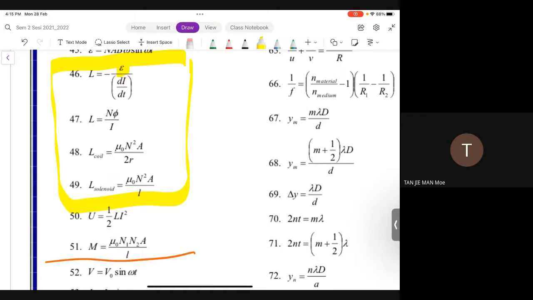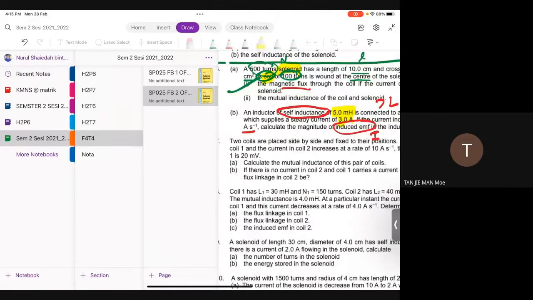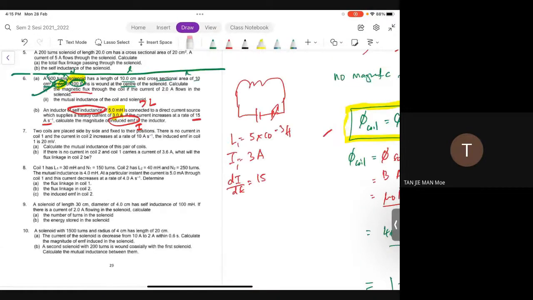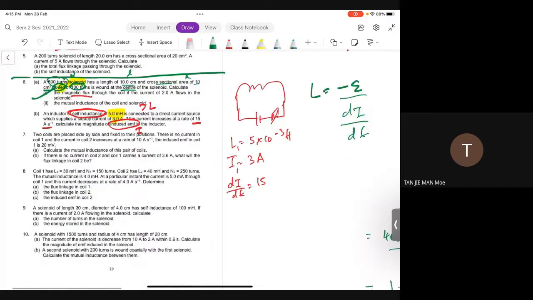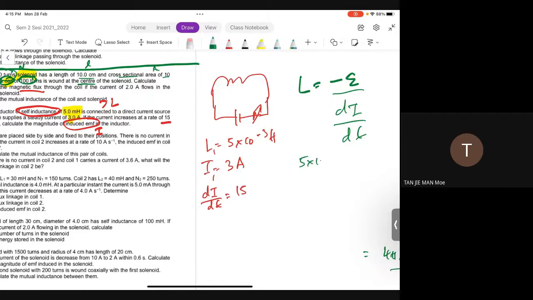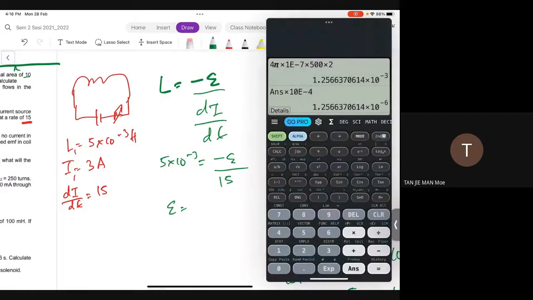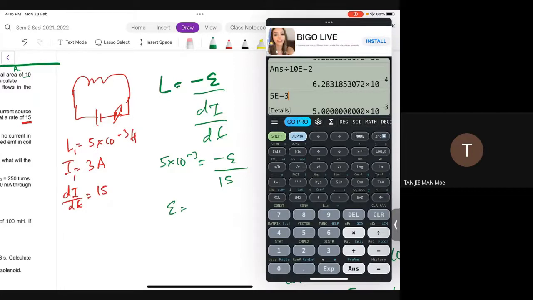L equals to negative EMF over di over dt. So, kita guna formula tu. L sama dengan negative EMF over di over dt. Okay, so now I have my L is 5 times 10 power of negative 3, EMF I want to find. Di over dt is given, dia dah bagi tadi, di over dt is 15 lah. So terus je lah you akan dapat. Okay, but the word increase, if the rate increase at the rate. So EMF you akan jadi 5 times 10 power of negative 3 darab 15 lah.